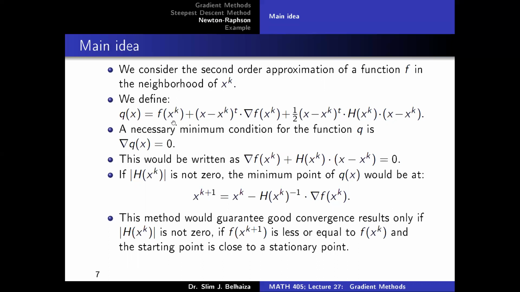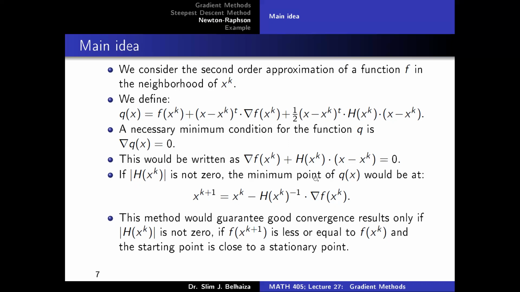q of x here, the second order approximation, could be written as f of xk plus x minus xk transpose times the gradient of f at xk plus 1/2 of x minus xk transpose times the Hessian matrix, the matrix containing all second partial derivatives, times x minus xk. A necessary minimum condition for the function q would be to set that the gradient of q is equal to 0, which gives the solution where the gradient of f at xk plus H at xk times x minus xk should be equal to 0.